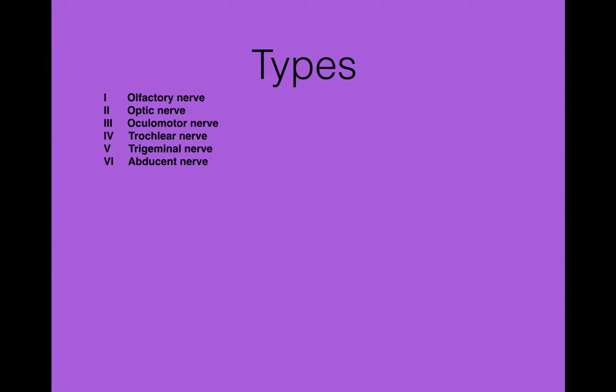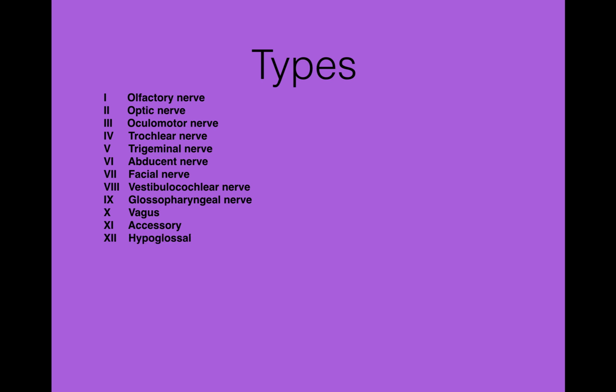So what are the types of cranial nerves? First we have the olfactory nerve, and then the optic nerve, the oculomotor nerve, the trochlear nerve, the trigeminal nerve, the abducens nerve, the facial nerve, the vestibular cochlear nerve, the glossopharyngeal nerve, the vagus nerve, the accessory nerve, and the hypoglossal nerve. There is a mnemonic which you can use to memorize these 12 cranial nerves.